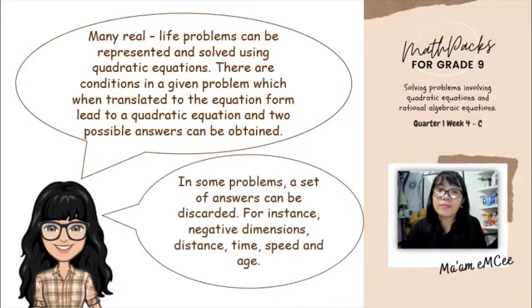In some problems, a set of answers can be discarded. For instance, negative dimensions, distance, time, speed, and age, because we don't have such. We cannot say that the distance from Tigbawan to Miagao is negative 10 kilometers, or we cannot say that Maria is negative 70 years old. So we don't have such. So these negative values will be discarded as your solutions.